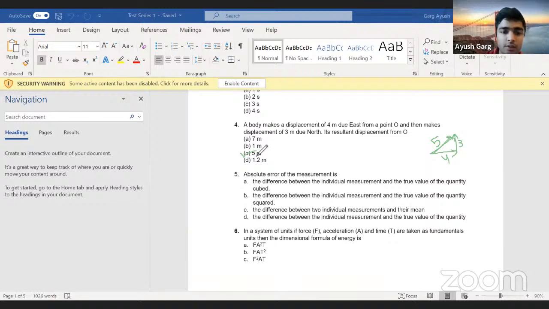Yeah. Now, let's look at the next one. This is a conceptual question. I hope you guys have read the chapter and you must be knowing. Absolute error of measurement is the difference between individual measurement and the true value of the quantity cubed, difference between individual measurement and true value of quantity squared, difference between two individual measurements and their mean, difference between two individual measurement and the true value of the quantity.